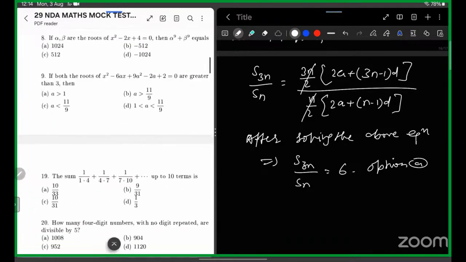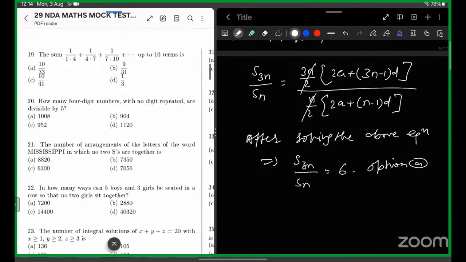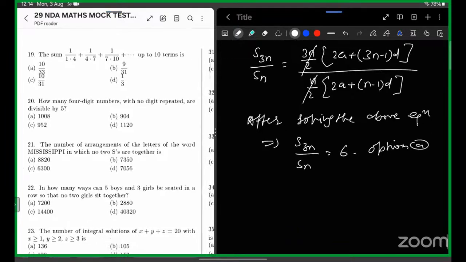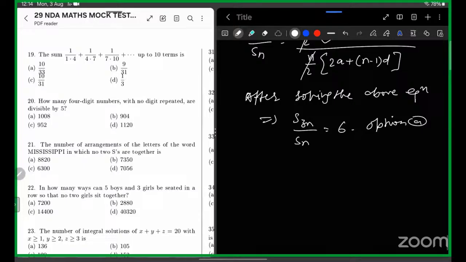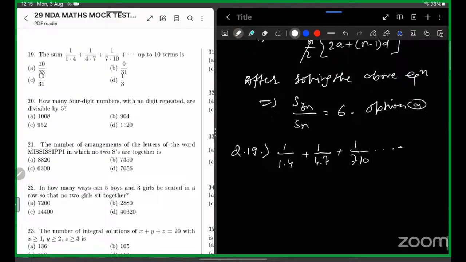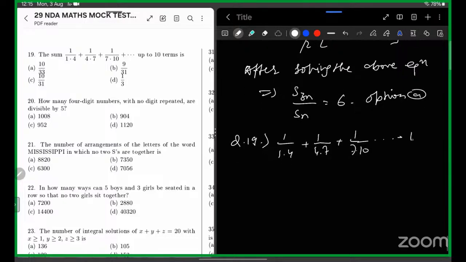After question number 18, it is 19. See what they're asking. Question number 19 is 1 upon 1 into 4 plus 1 upon 4 into 7 plus 1 upon 7 into 10 dot dot dot up to 10 terms. We have to find the summation up to 10 terms.